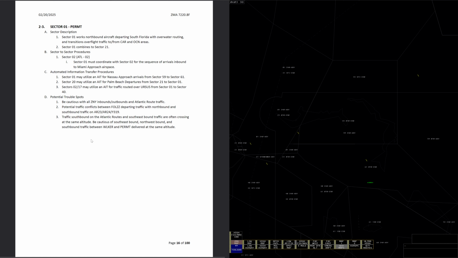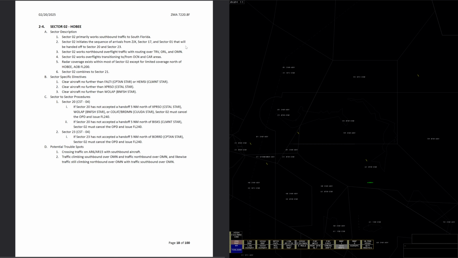An additional piece of information that's useful to review per sector is the potential trouble spots. This highlights important information about potential trouble spots, which may occur more regularly for some sectors than others, depending on traffic flows that are observed. Additionally, each individual sector has sector-to-sector procedures at times or sector-specific directives.